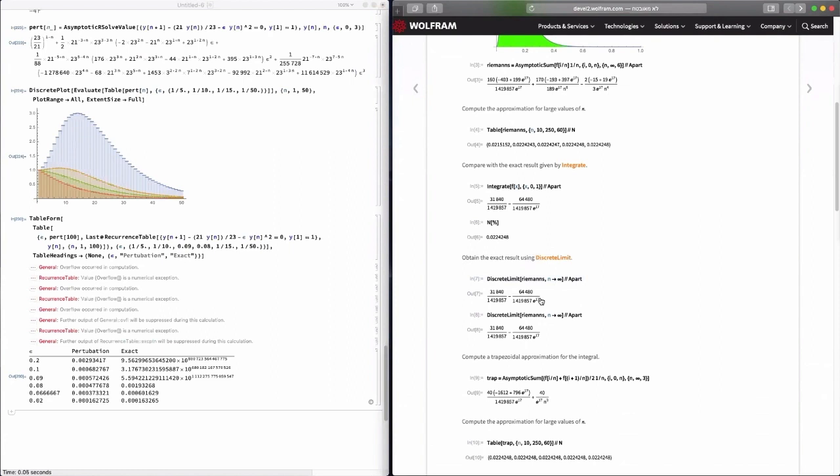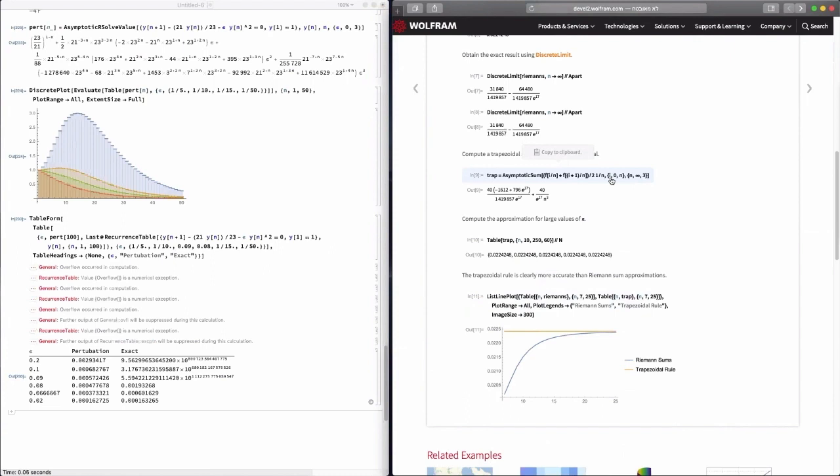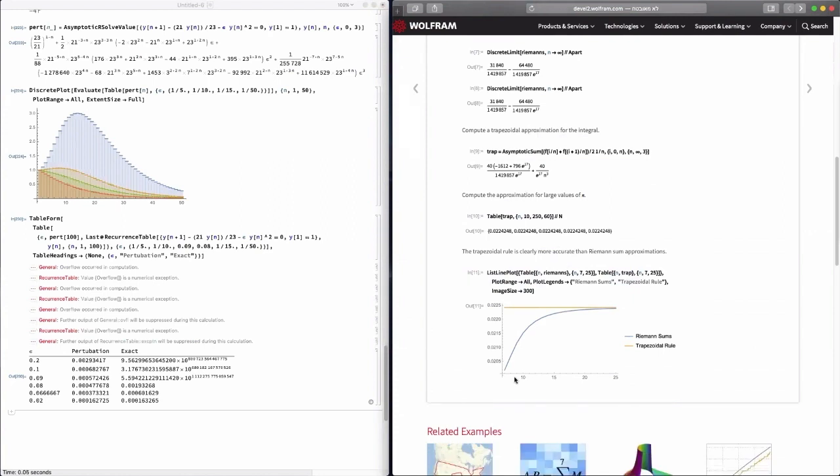We could also use a trapezoidal rule that gives us a different sum, and this gives you much faster convergence. And here is a plot comparing the trapezoidal rule sum with the Riemann rectangular sums, and you can see that it takes a much smaller number of terms for the trapezoidal rule to give you the exact answer, or converge to the answer.